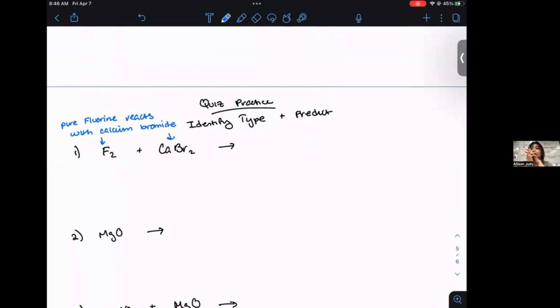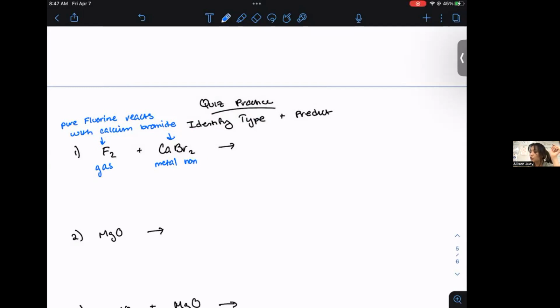So immediately, what should you notice that you have? Your 2 reactants are what? How would you describe each of these reactants? They're a what and a what? They're metal what? They're not all metal. So there we have a gas here. We have a metal here, but we have a metal bonded to a non-metal.